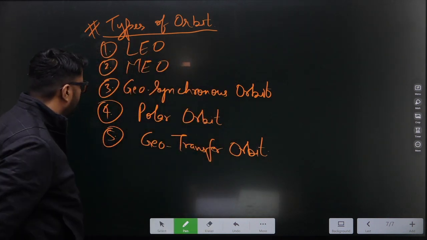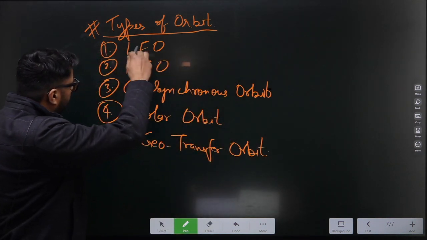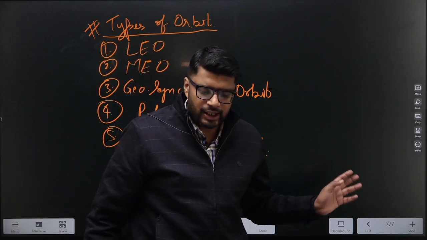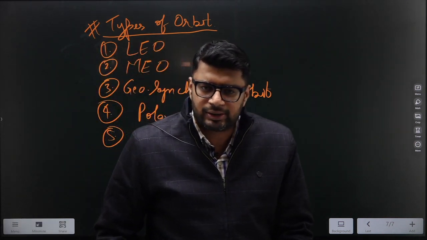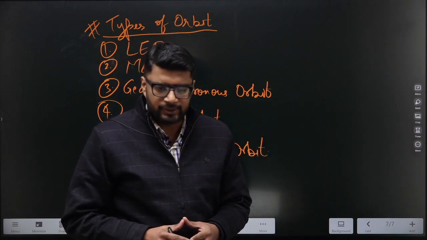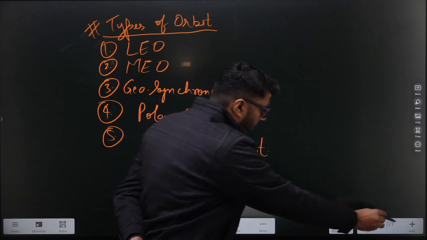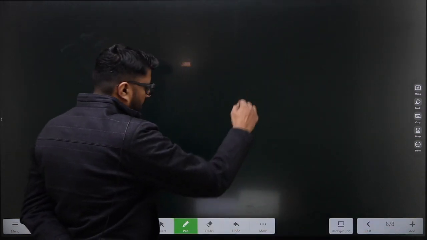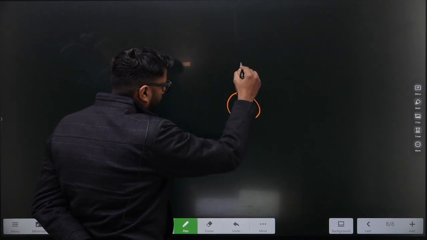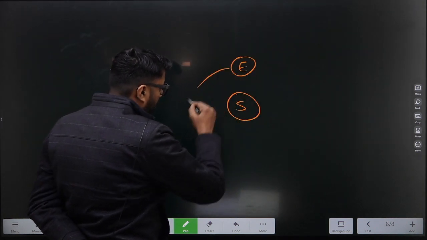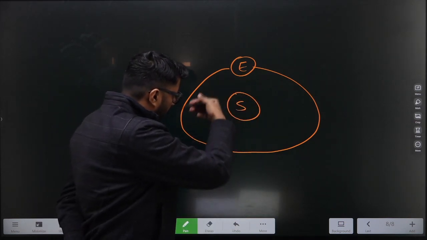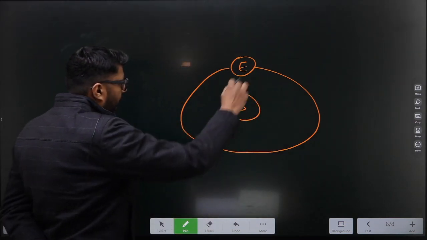These are the types of the orbit. Before we understand all these orbits, we have to understand some key important concepts. We know about that. This is the Sun and this is Earth. All the planets are revolving around the Sun.